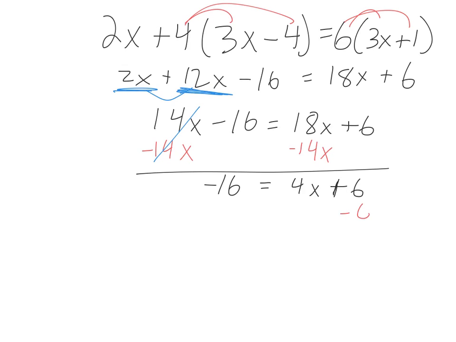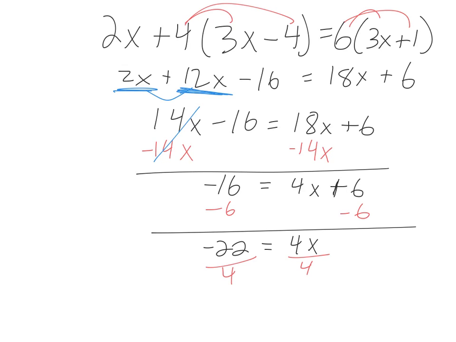Okay, from here I'm going to subtract 6 from both sides. Negative 16 minus 6 is negative 22 equals 4x. I'm going to divide both sides by 4. So x equals negative 22 over 4, but I can simplify that. They're both even numbers. I can cut both numbers in half. x equals negative 11 halves.